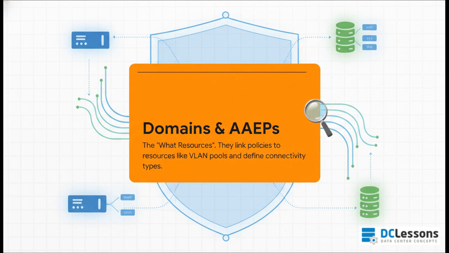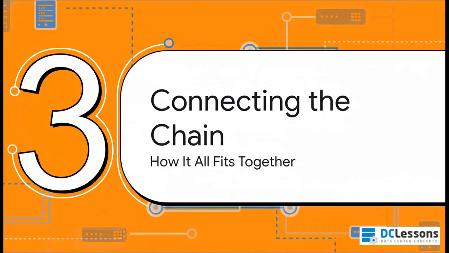Last but not least, we need to connect our port configuration to the actual network, the VLANs. This is the what resources piece of the puzzle. It involves two things, domains, and this thing called an attachable access entity profile, or just AAEP. Everybody calls it an AAEP. Think of the AAEP as a bucket that you throw all your configured interfaces into. Then the domain is the bridge that connects that bucket to a specific pool of VLANs. This is the step that basically says, yep, these VLANs are allowed on these ports. Super important.